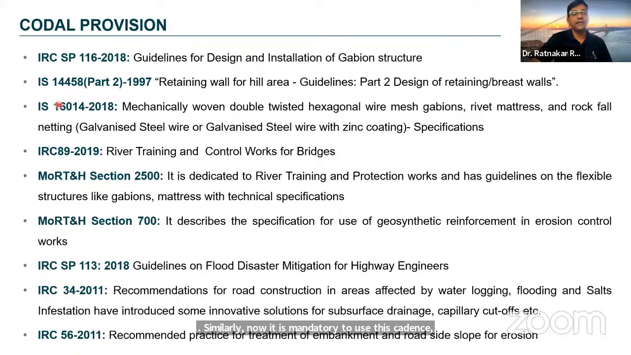Then IS 14458, which is basically related to the design of retaining walls for hill areas. There are 10 different parts of this document which talk of various types of retaining walls. IRC 89, which talks of river training, also mentions the use of this Gabion wall, MoRTH different sections. IRC SP 113, which talks of flood disaster mitigation, also mentions this technology. IRC 34, which is basically recommendations for road construction in areas affected by waterlogging, flooding, salt infestation, and IRC 56, recommended practice for treatment of embankment and roadside for slope erosion.